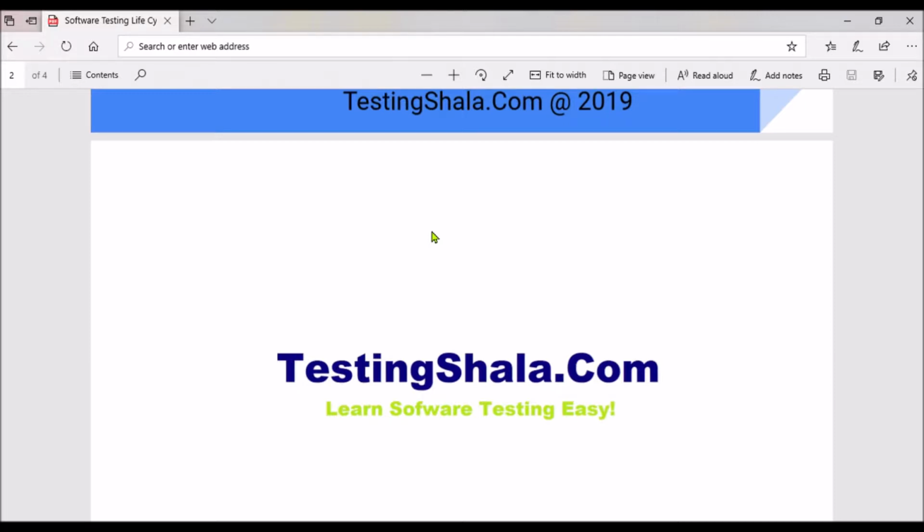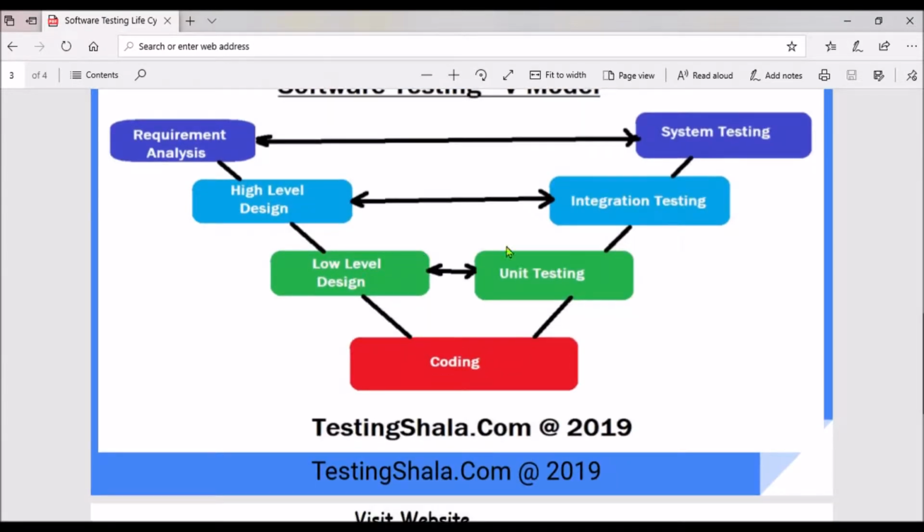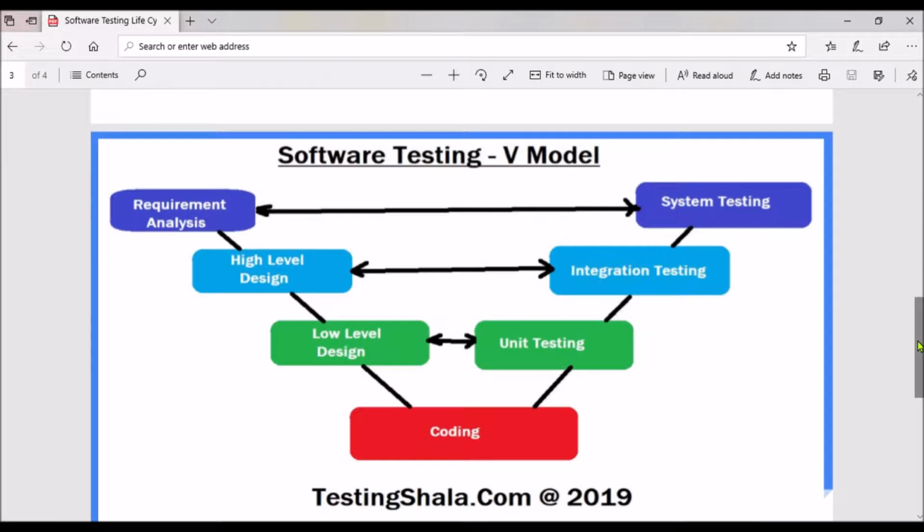So let's move on to understand the V model concept, and I'm going to explain it in detail, phase by phase. So if we see this diagram, software testing in a V model.